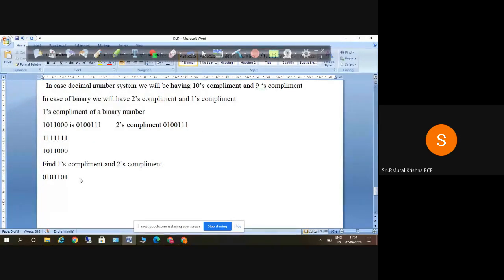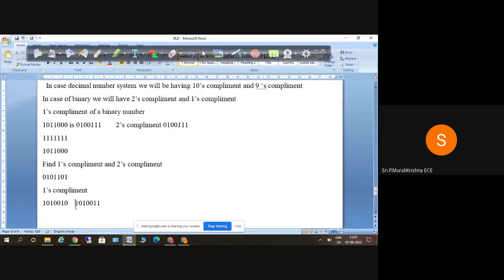So tell me the answer. So 1's complement is 1 0 1 0 0 1 0, sir. This is the 1's complement. Add a 1 to this. 1 0 1 0 0 1 1. So this is the 2's complement. Okay, adding 1 to this one.